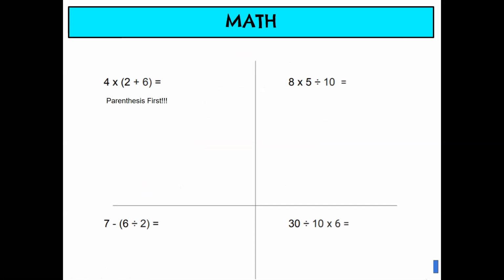Now, again, here we go. We got parentheses in this one. So we have to know that parentheses comes first, right? So I would do my 2 plus 6 first, which gives me 8. And then I would multiply 4 by 8. And then that would give me my final answer of 32. Okay.